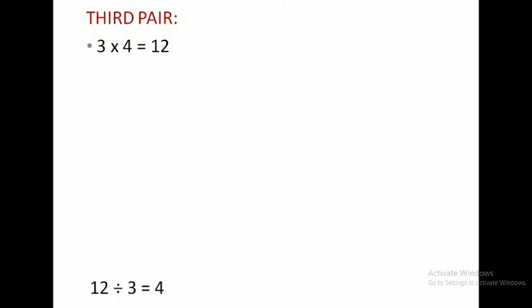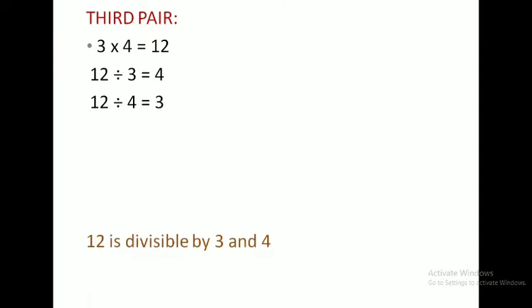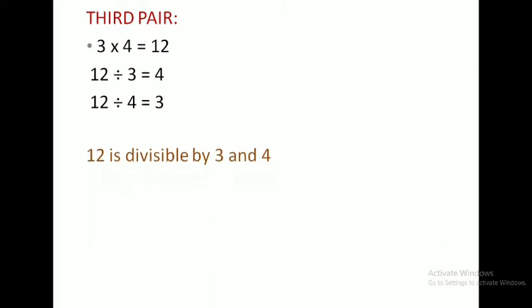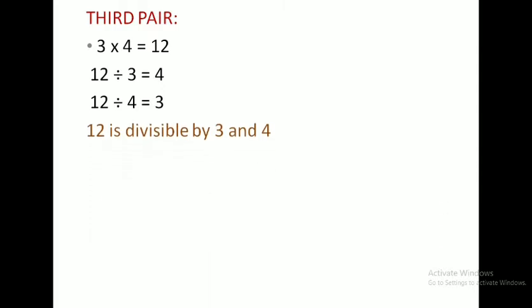Coming to the third pair, 3 into 4 equals 12. When we divide 12 by 3, we get 4 as quotient. And when we divide 12 by 4, we get quotient as 3. Here also, we get the remainder 0 in both the cases. Thus, it means that 12 is divisible by 3 and 4.